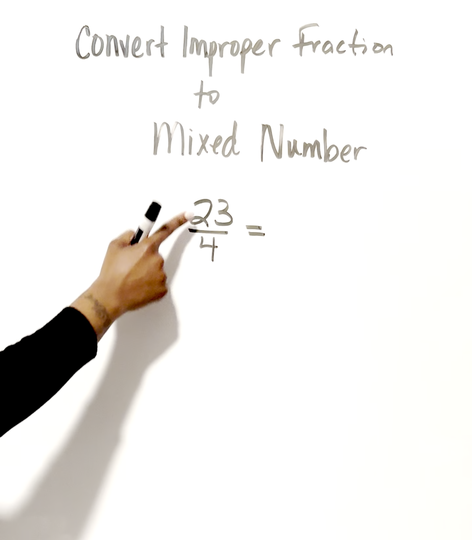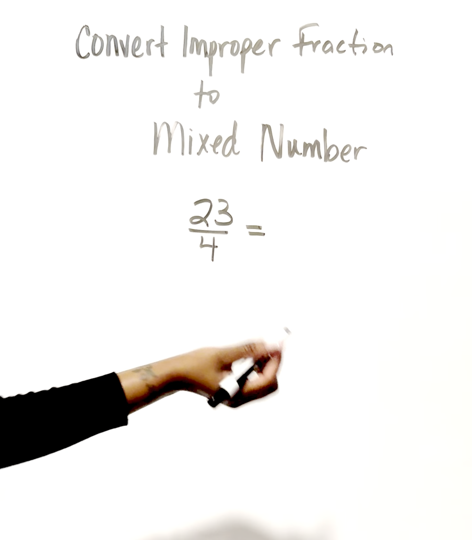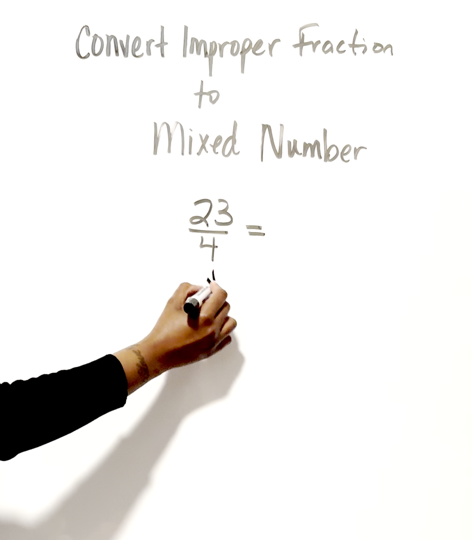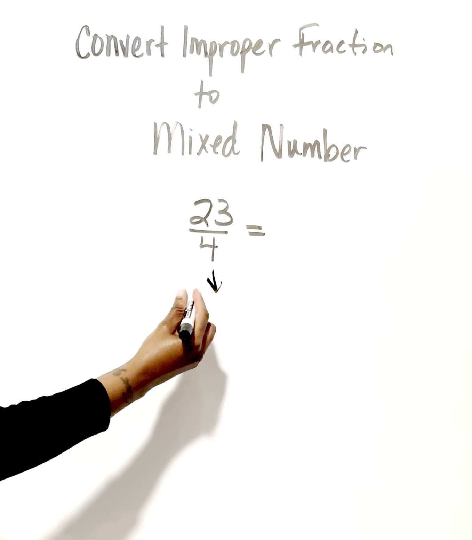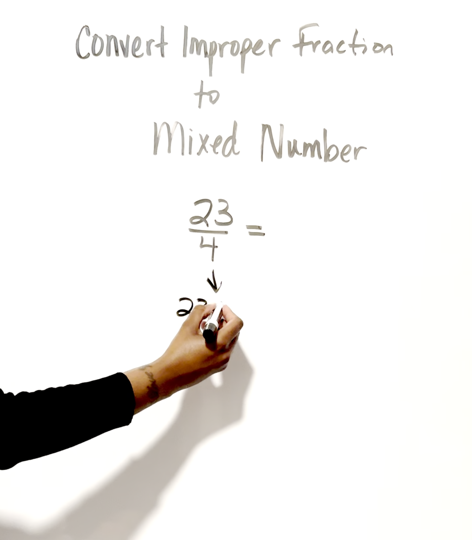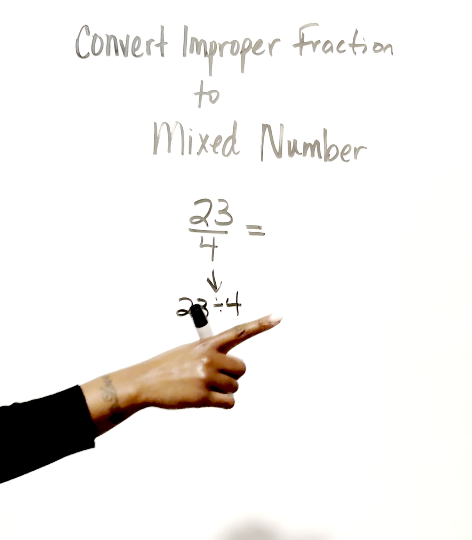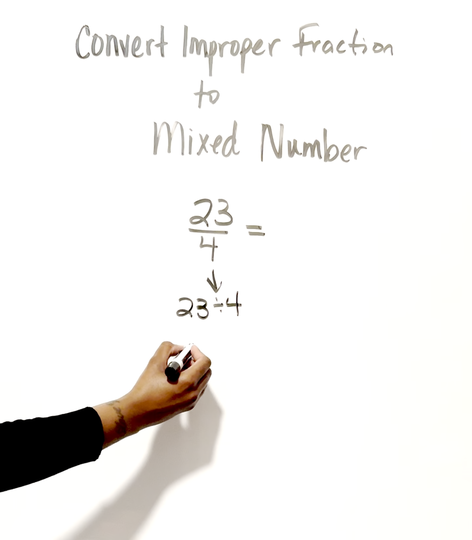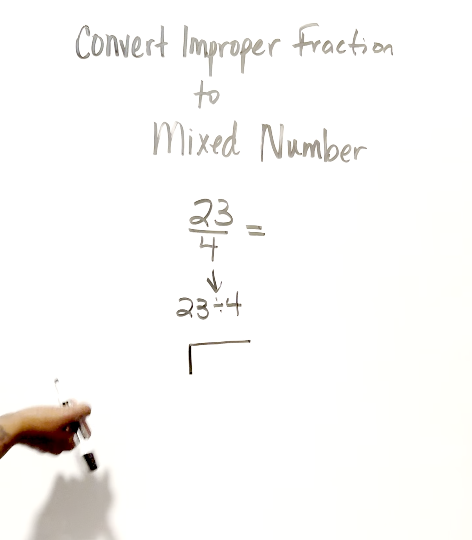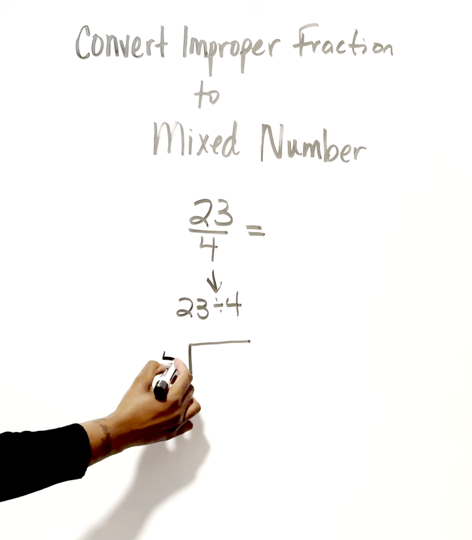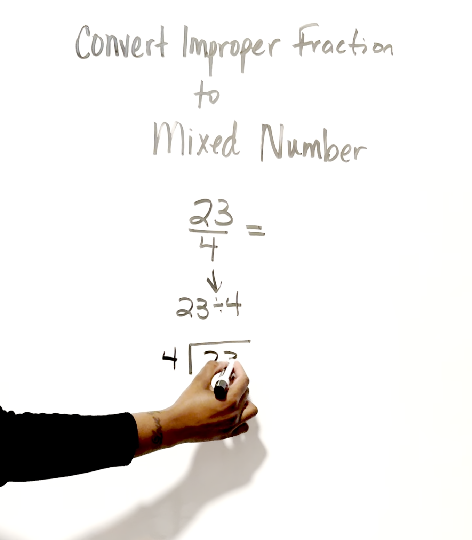So we know that a fraction is another way of writing division. Can we agree to that? So 23 over 4 is the same thing as saying 23 divided by 4, right? So we're going to use long division to do our actual conversion. We always know that the second number is what goes on the outside, and the first number is what goes on the inside, okay?